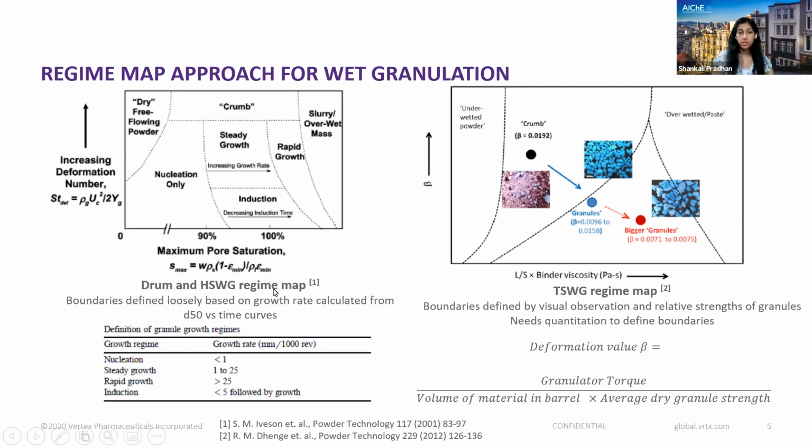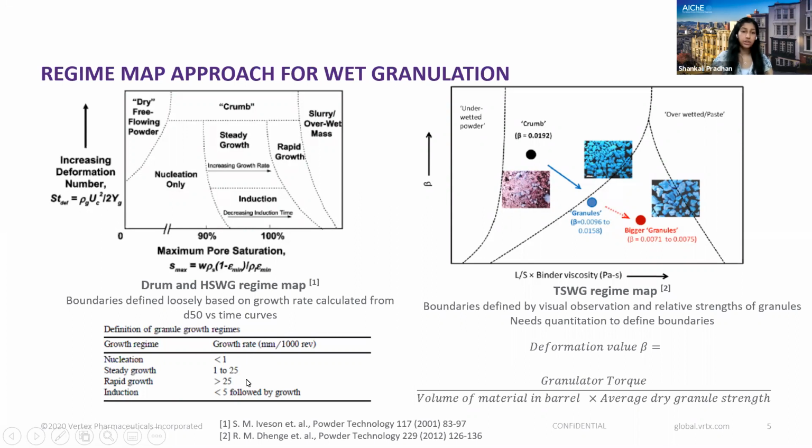So for high shear wet granulation, a regime map approach has been very successful in defining optimum liquid to solid ratio ranges. This is how the regime map for high shear wet granulation looks. We have pore saturation on the x-axis and Stokes deformation number on the y-axis, which is the ratio of the kinetic energy imparted to the granules divided by the dynamic yield stress, which is the resistance to deformation.